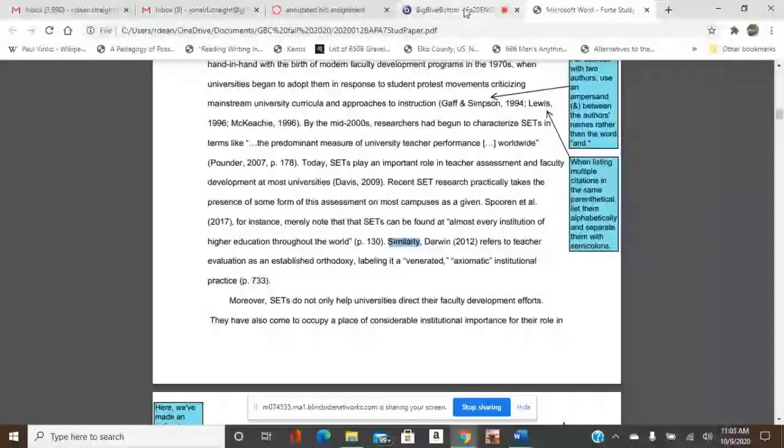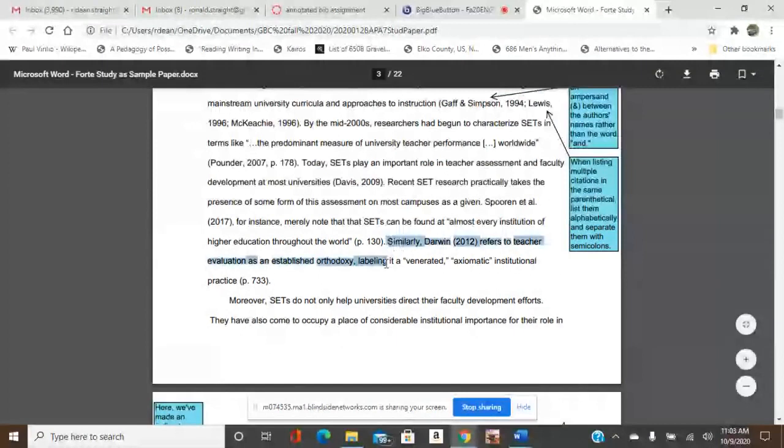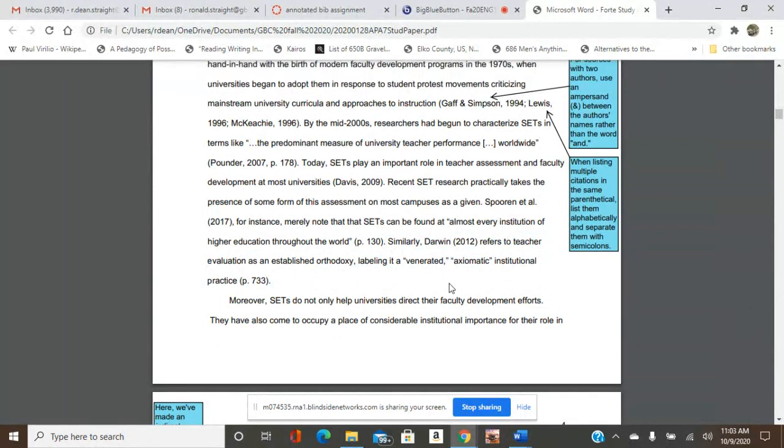Okay, so if you look where I'm talking, I've highlighted the sentence for you guys on the PDF. Similarly, Darwin 2012 refers to teacher evaluations as an established orthodoxy. This is that comma rule that I wanted you to see. If you look above that, "today" sets play an important role. "Today" is extra information. Above that, "by the mid 2000s," comma. You can look through this document and see all kinds of places where you can understand the comma rule better.